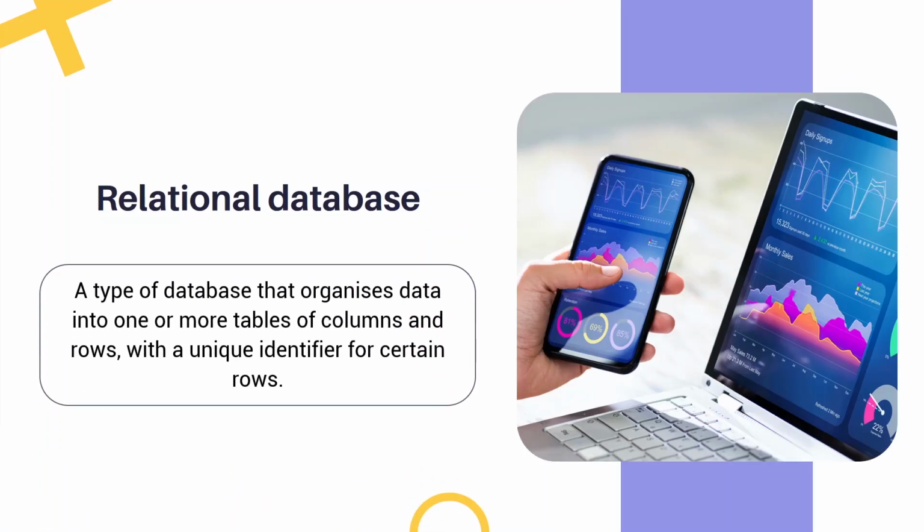A relational database is a type of database that organizes data into one or more tables of columns and rows with a unique identifier associated with certain rows. The columns represent attributes of the data and the rows represent individual records. Relationships between different tables are established using columns, otherwise known as keys, to link the data. This allows for data to be queried and manipulated in a structured and efficient way.